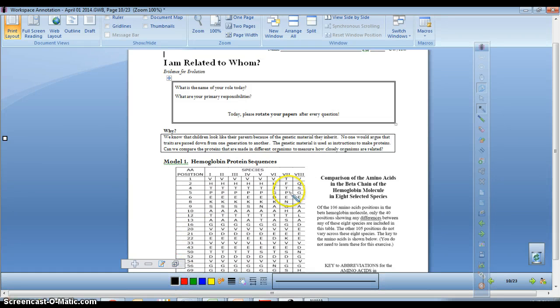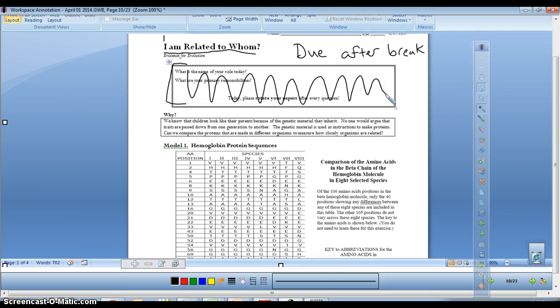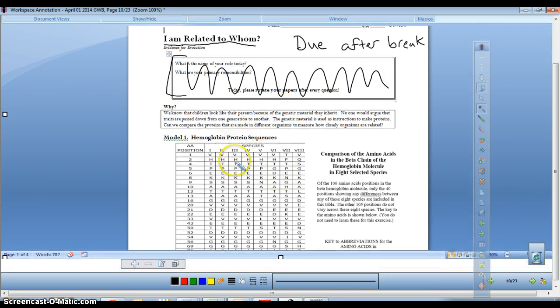Okay, everybody. So we're going to look at the homework that I gave you over spring break. This is due after break. Okay, so this area right here, what is the name of your role today? Don't worry about that. All right, now, let's read through this together.